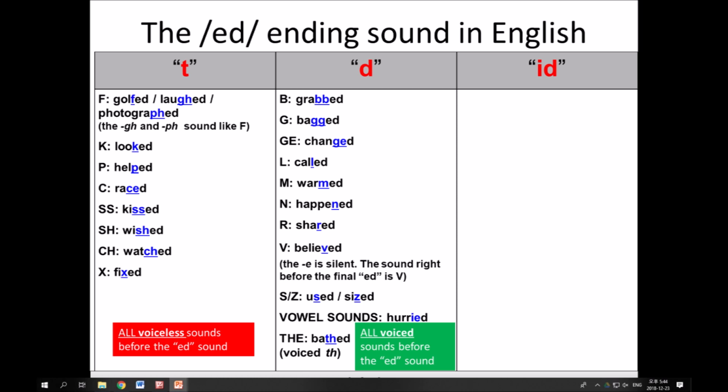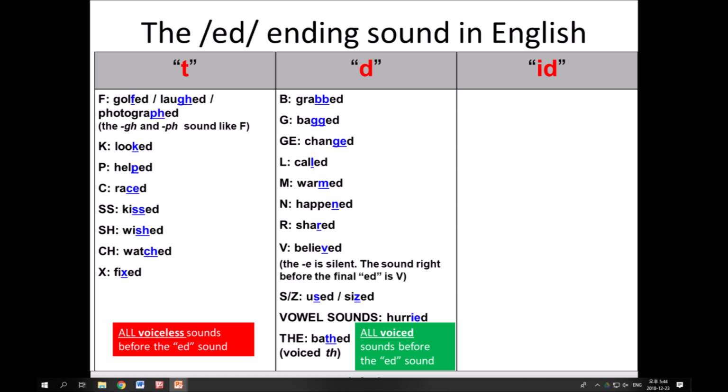So, for example, F, K, P, S, double S, Sh, Ch, X. Okay, that's F, K, P, C, double S, S, H, C, H, and X. These are all voiceless or unvoiced sounds that come right before the ED sound. So if it's voiceless, then you're going to pronounce it with a T sound at the end.